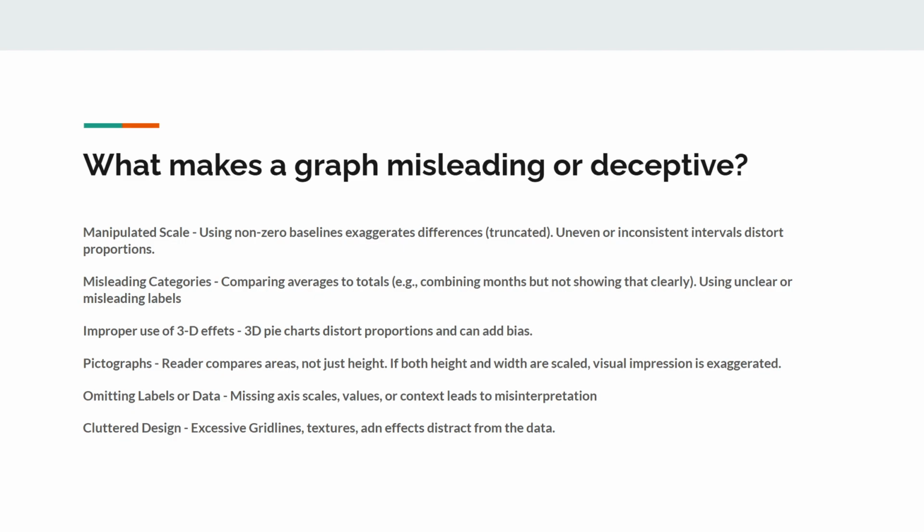The improper use of 3D effects. 3D pie charts distort proportions and can add bias. Pictographs: the reader compares area, not just height. If both height and width are scaled, the visual impression is exaggerated. Omitting labels or data, missing X scales, values, or context leads to misinterpretation. Cluttering design, excessive grid lines, textures, and effects distract from the data.